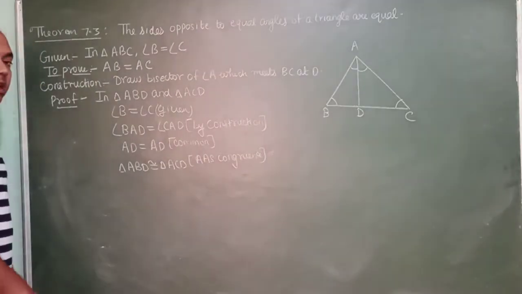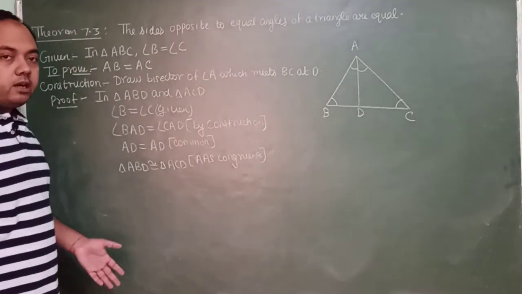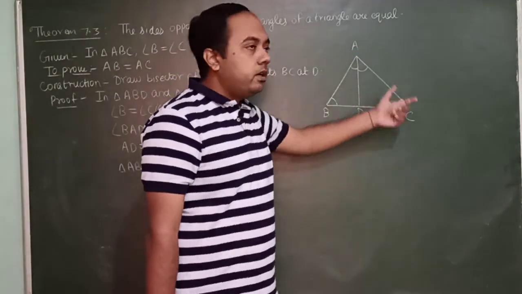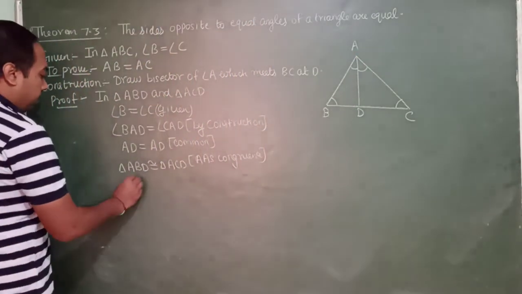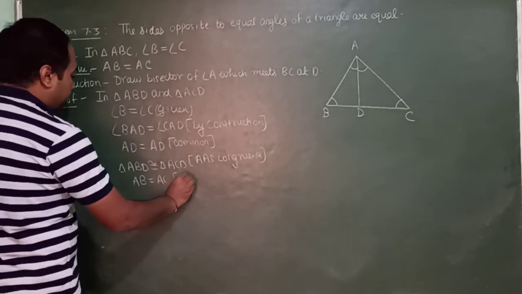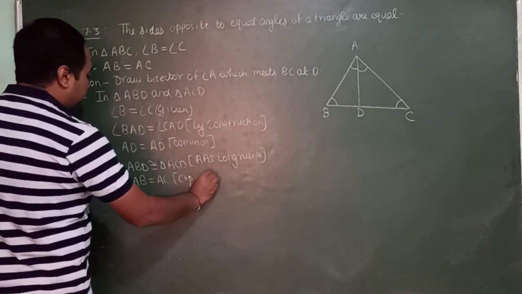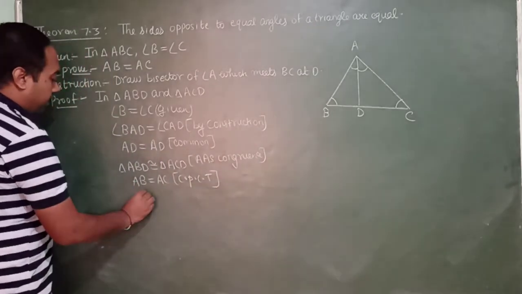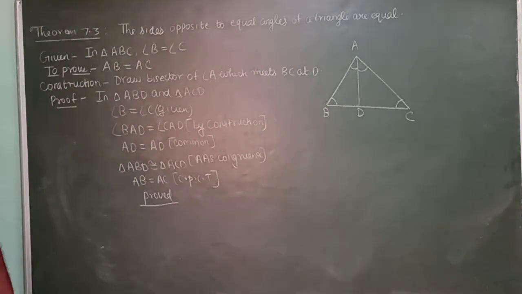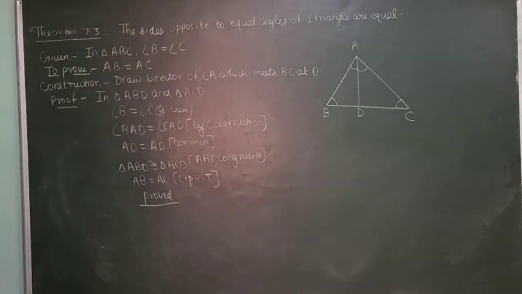And because both the triangles are congruent, their corresponding sides are equal by CPCT. So now you can say AB is equal to AC by CPCT. Okay. Write down hence proved. So this is the explanation of theorem 7.3 of your NCERT book. Please note it down.